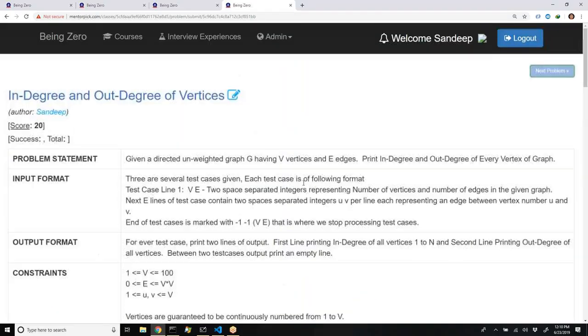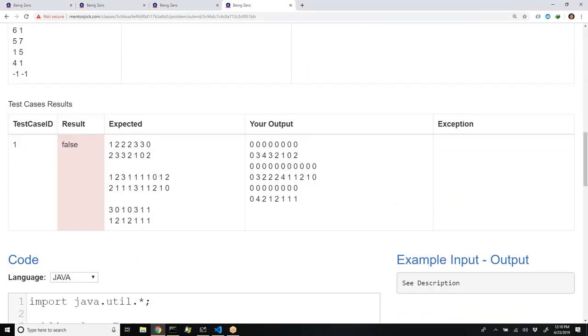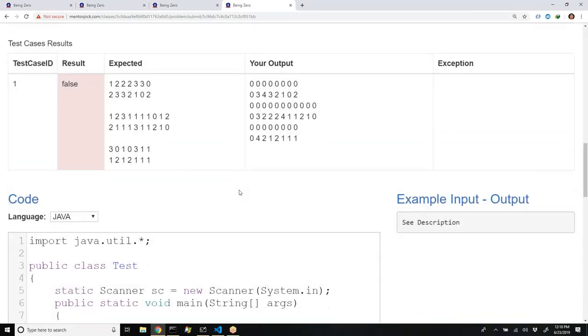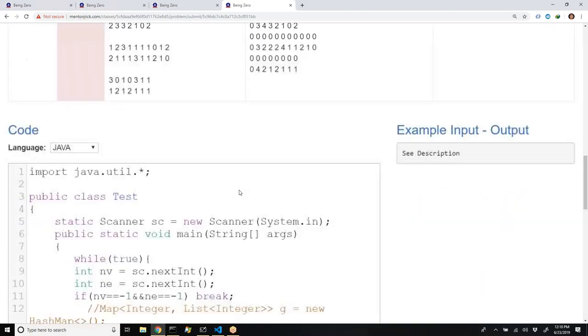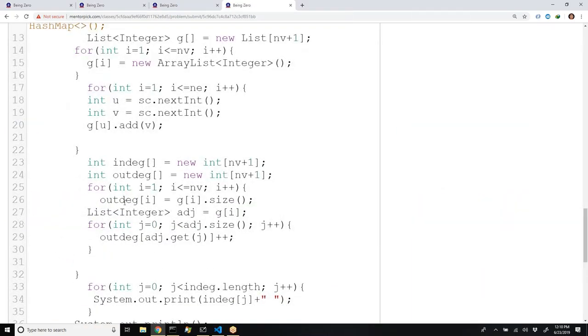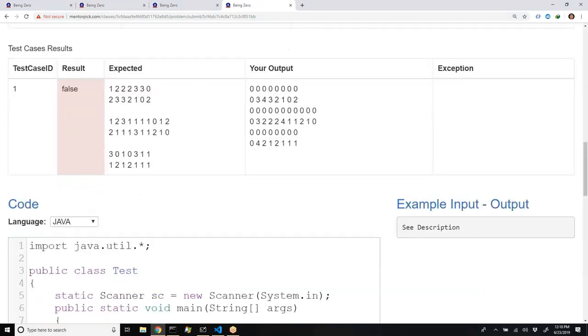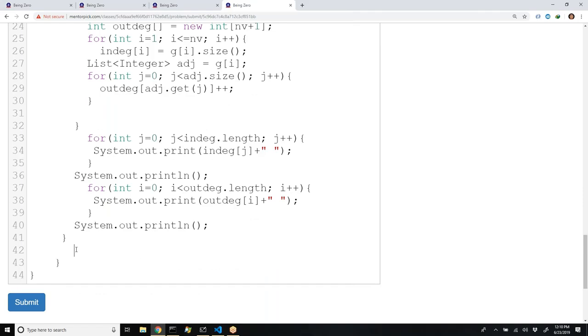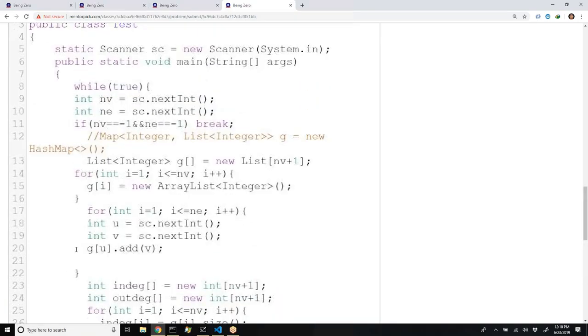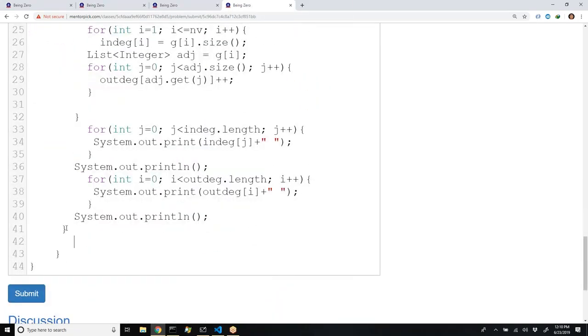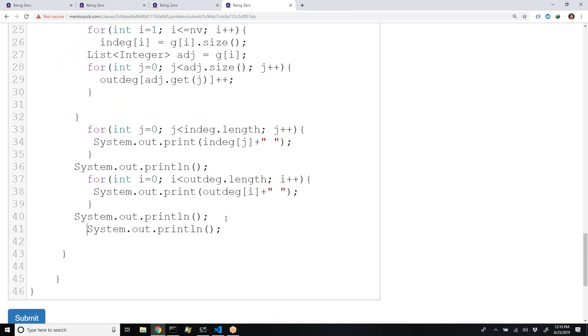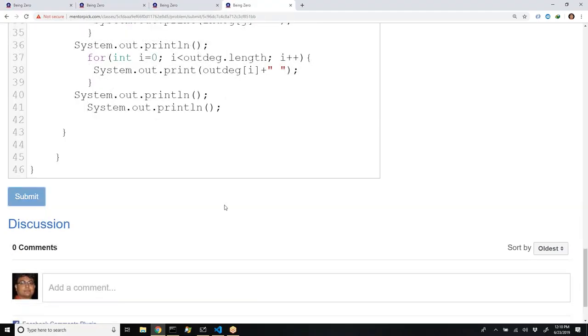Submit and validate. Yeah, now it is giving even wrong answer. So in degree is not calculated, because I did not change your in degree. And also make sure that after every test case you are printing an additional new line. That is what was expected in the problem. So after printing this, when one test case is over, print an additional new line.